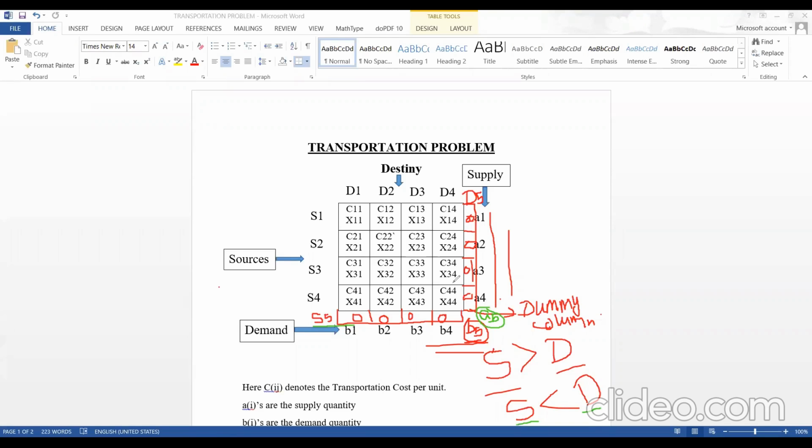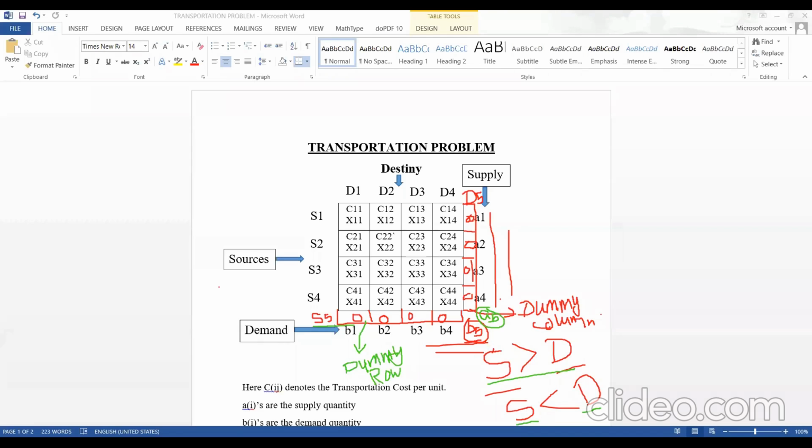So now the demand and the supply become equal. And so your unbalanced transportation problem now becomes a balanced transportation problem. So in that way, whenever you have an unbalanced transportation problem, in order to solve it, you need to first convert it into a balanced transportation problem. If supply is greater than the demand, then you have to add one dummy column. This row is called your dummy row. I'm writing with the mouse, that's why this is called your dummy row.